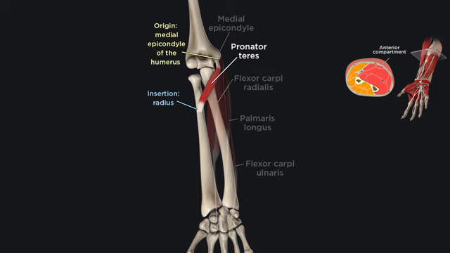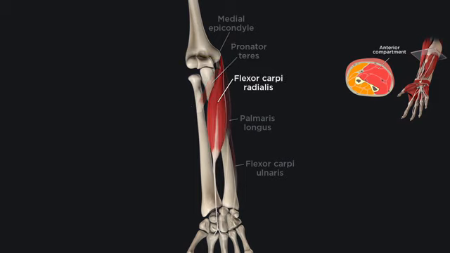Next in line off the common flexor origin is the flexor carpi radialis. That means a flexor of the wrist on the radial or lateral side. It takes origin off the medial epicondyle and passes obliquely down the forearm toward the wrist. It inserts on the second and third metacarpals in the palmar hand. Despite having carpi in its name, it doesn't insert on carpal bones of the wrist themselves. Now, given its lateral insertion, it causes abduction of the wrist, alternatively called radial deviation.